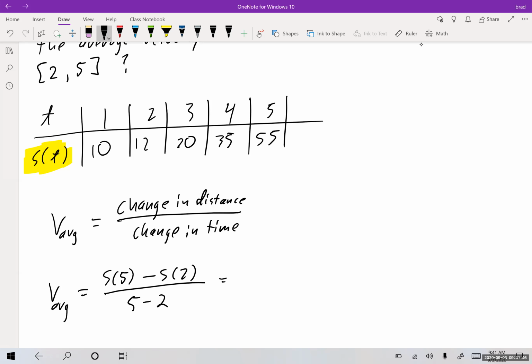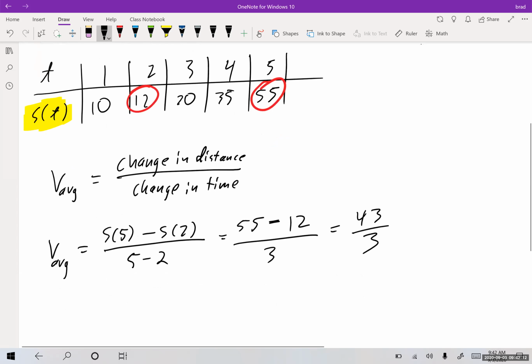So s of 5, we see s of 5 is right here, is 55. So I'm going to say 55 minus s of 2. We see s of 2 is 12. So I'm going to say 55 minus 12 divided by 3. So then this will be 43 over 3, and that would be our average velocity, okay?